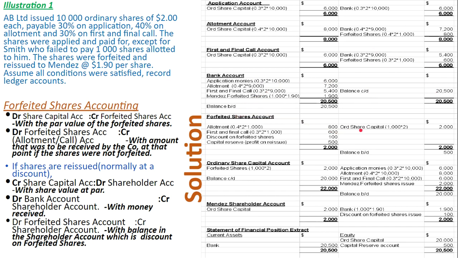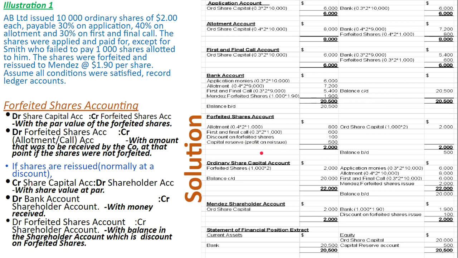Next, we go to the forfeited shares account, which has a bigger credit side of $2,000. So the difference will be 800 plus 600 plus 100 less 2,000 to give us a difference of $500. $500 is profit on a reissue of shares. So these funds are transferred to the capital reserve account.